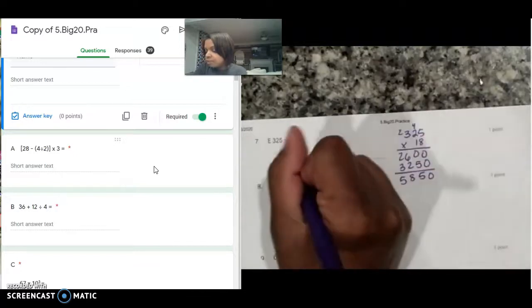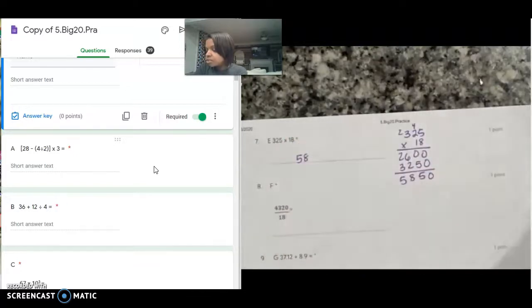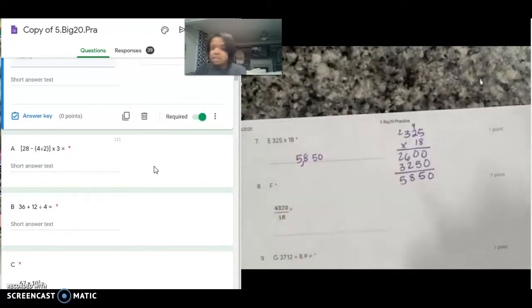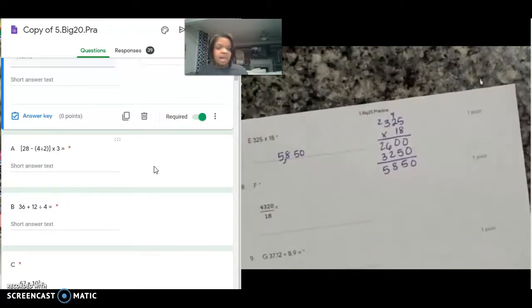and that gives me 5,850. And remember, every 3 numbers that is not behind a decimal gets a comma, so I'm going to write it as 5,850.